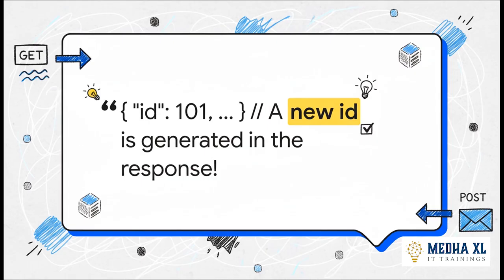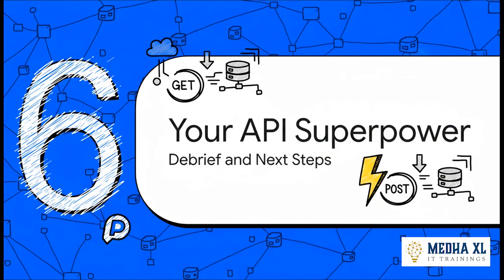Success! Look at that response. The server sent us back our data, but check it out. It added a new ID to it. This is our confirmation that our post was successfully created in its system. The big takeaway here is that we just changed data on a server somewhere. That's a huge step. Mission success on all fronts.